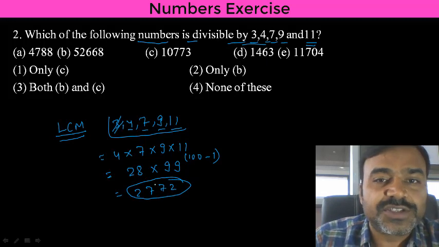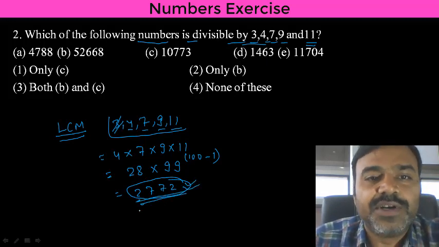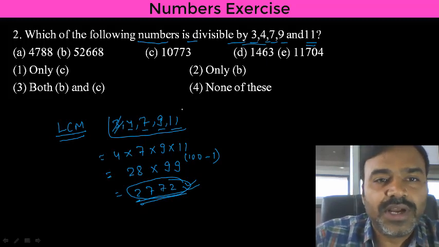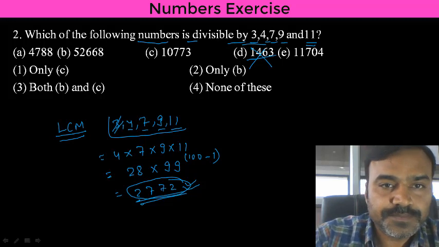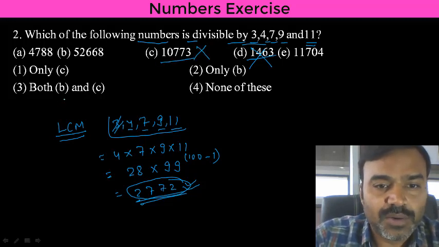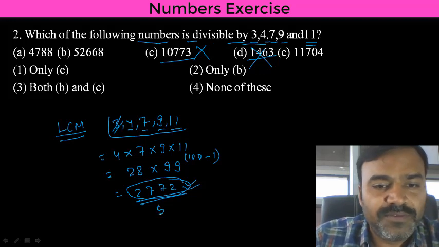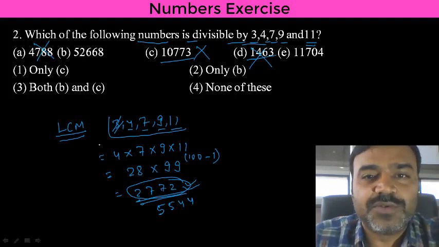So 2772 is the smallest number that is divisible by all of them. Now any multiple of 2772 will also be divisible by it. So if you look at the options, 1463 is smaller than that, so that cannot be the answer. 10773 is an odd number, so that cannot be the answer. 2772, double will be 5544. All right, so 4788 cannot be the answer because it cannot be a multiple of 2772.